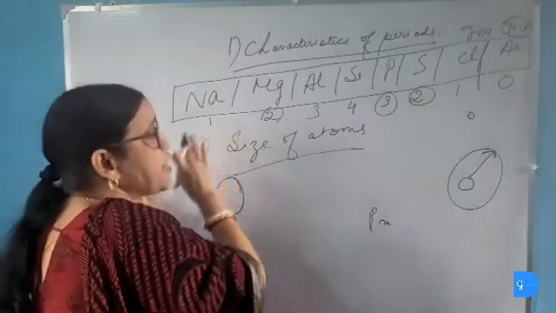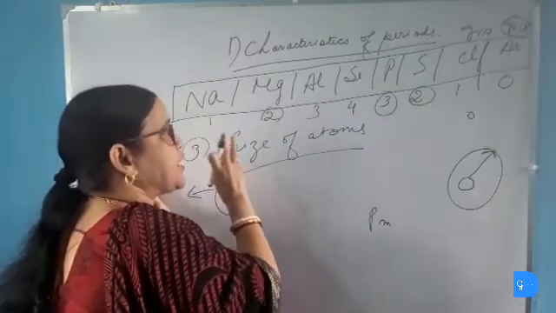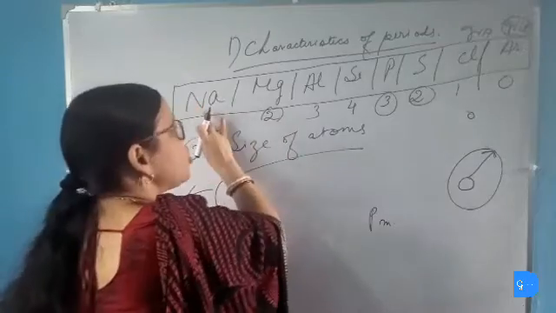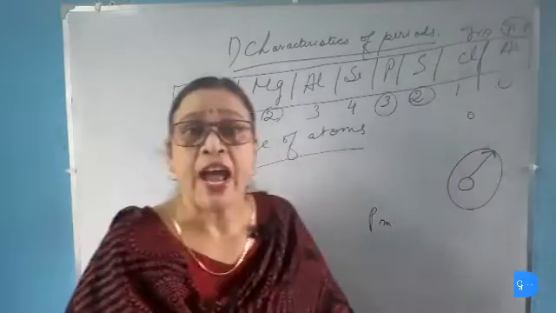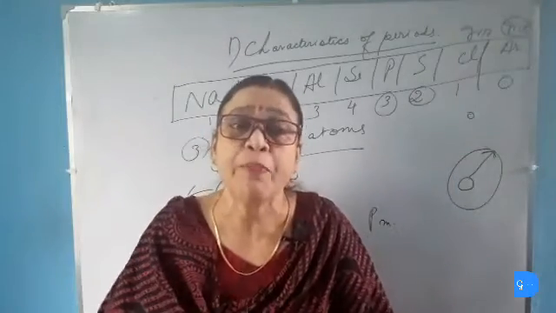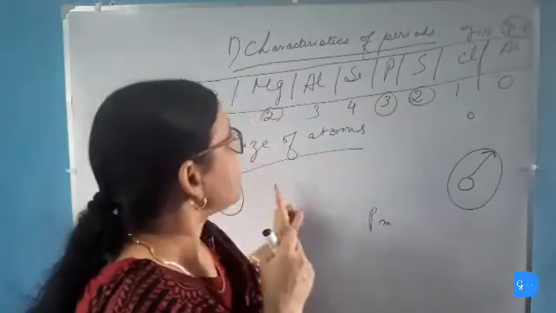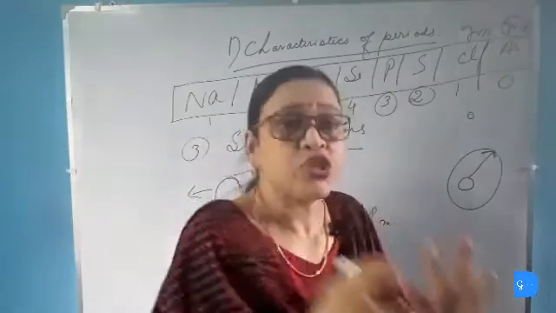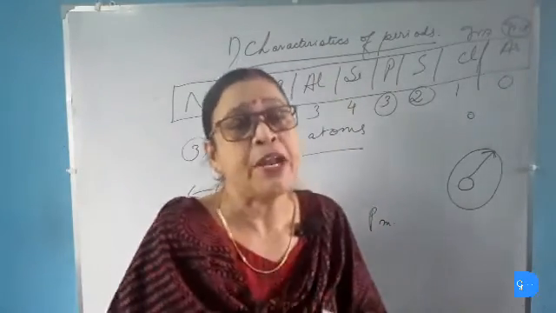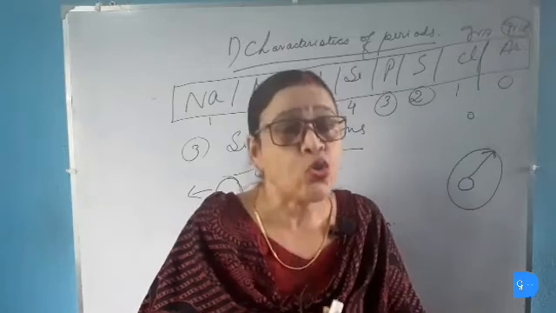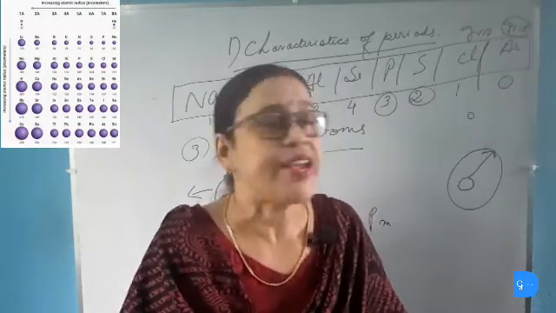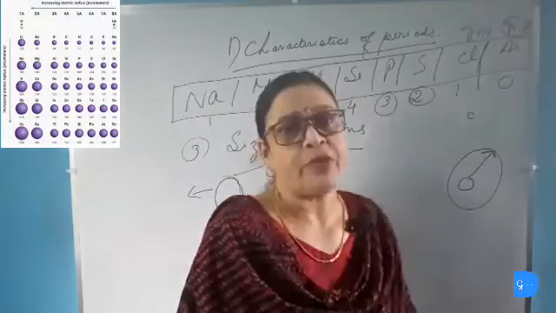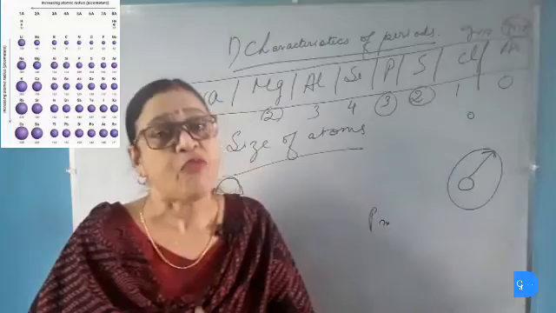So we will see that in a period, the size of the atom decreases from element 1 to element 7. So the element on the extreme left will have the biggest atomic size, whereas the element on the extreme right will have the smallest atomic size. For example, in the third period of the periodic table, sodium has the biggest atomic size, whereas chlorine has the smallest atomic size. And now we will explain why this happens.